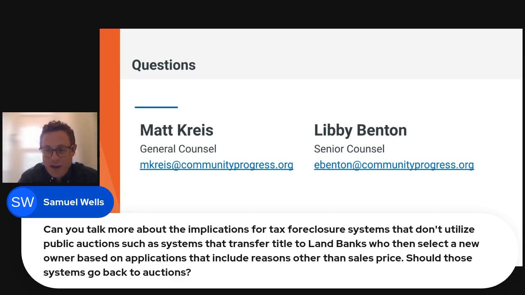I'm not troubled by, but I'm trying to wrap my head around the select a new owner. I get the choice of words there. But I think that the calculation that goes into transferring the property out of the land bank is more of a process set in place by larger community-led policies, and that the consideration that we're talking about just takes a different form for that purpose, but maybe that doesn't change one way or the other. Should those systems go back to auctions?